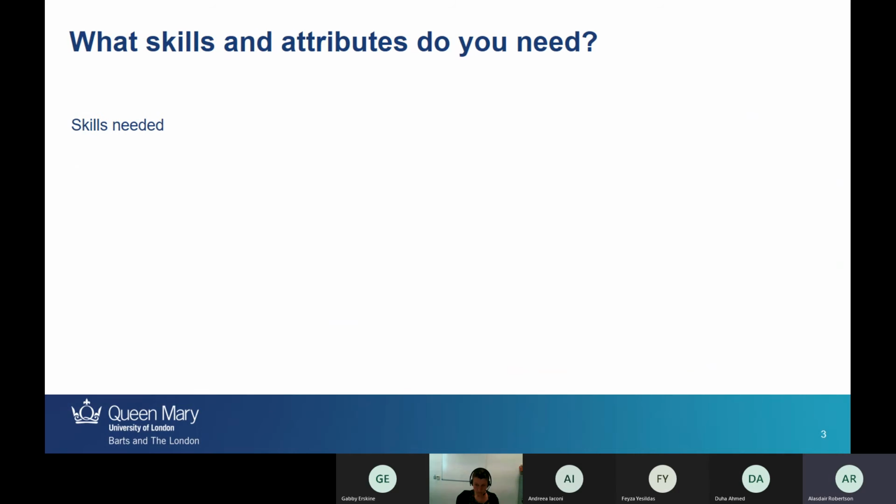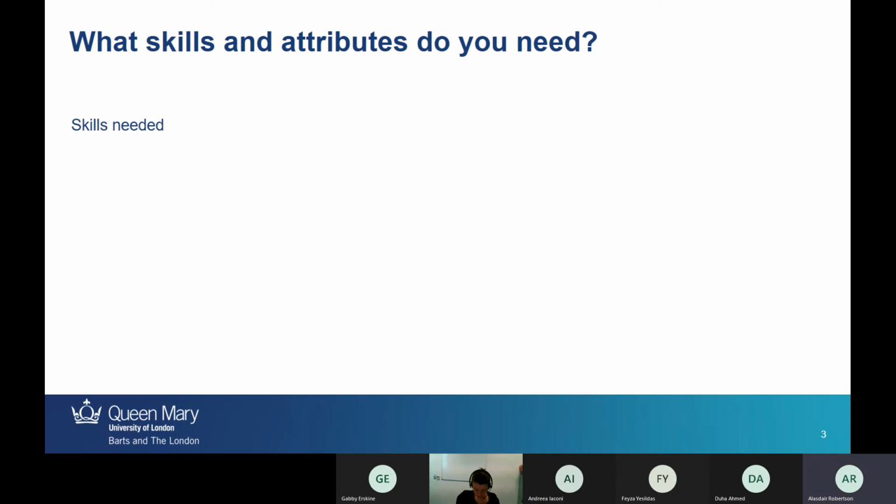Okay, what skills and attributes do you need? Obviously, teamwork's one of them. What other ones can you remember that we might have mentioned last week? Listening skills. Absolutely, absolutely crucial. You need to be able to listen to all the different members of the group. Any other skills? Problem-solving skills. Absolutely. It's all about dealing with all sorts of problems. So you're going to need those sorts of skills.